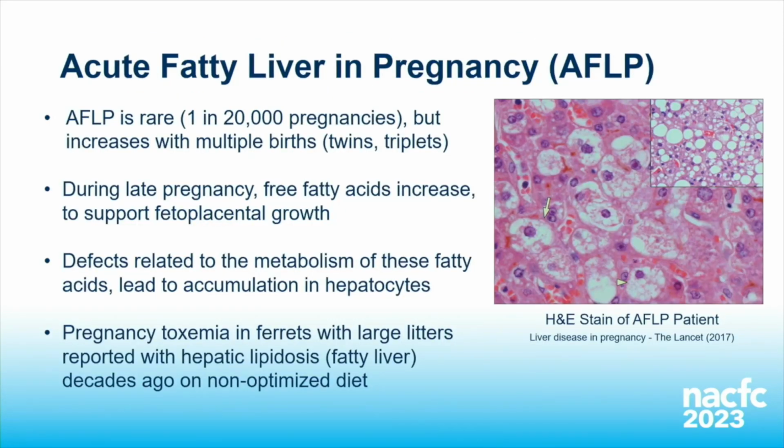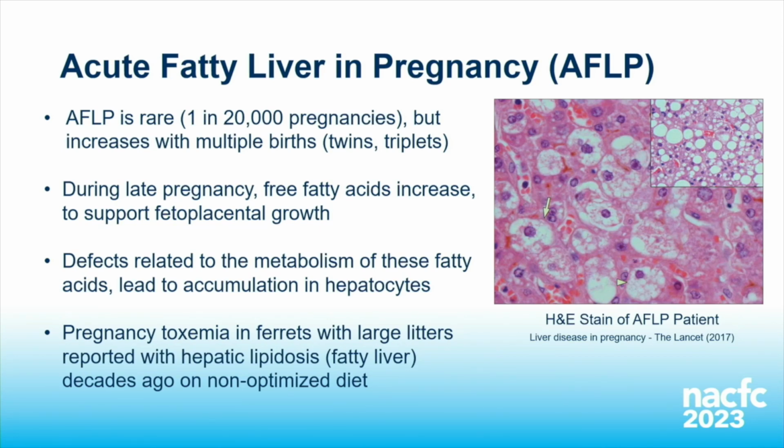So trying to translate this back to the clinic a little bit. There is a disease in humans called acute fatty liver in pregnancy, AFLP. In the normal population, it's pretty rare. It's only about 1 in 20,000 pregnancies. But intriguingly, the rate does increase significantly as you have multiple births. So if you have twins, the rate goes up quite a bit. If you get triplets and above, which of course there are not that many cases of, the rate goes up significantly. So very similar to our large litter phenotype that we saw.